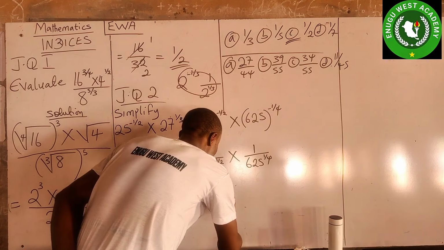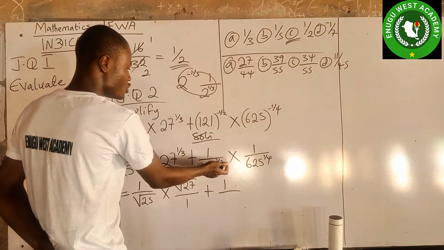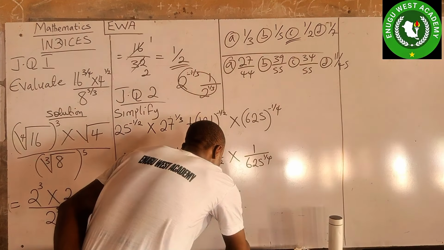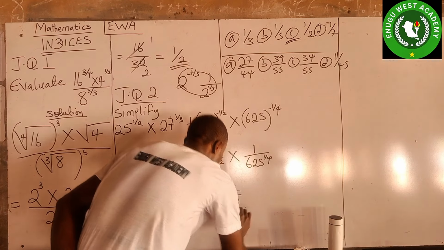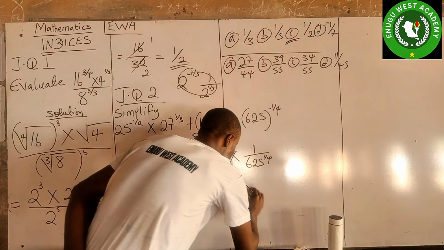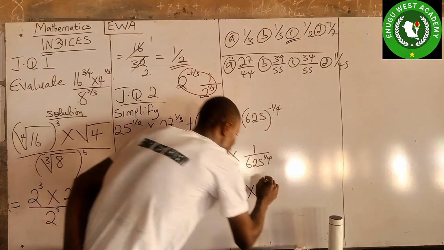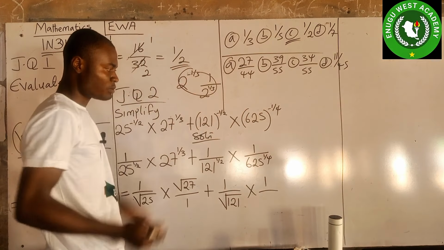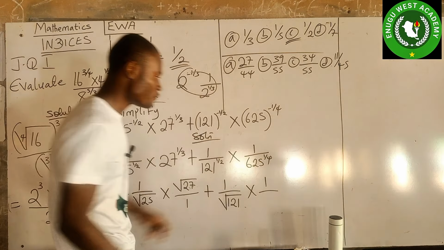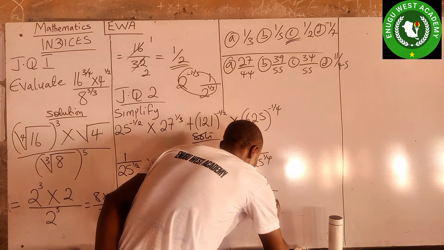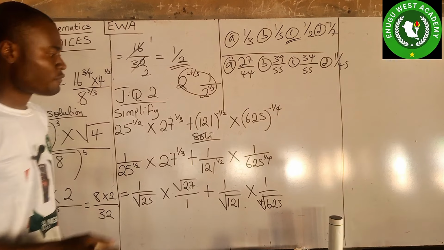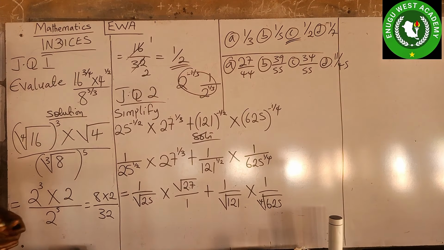Now, we're going to have 1 over... 121 raised to power 1 over 2 means what? Square root of 121. So we are going to have square root of 121 times 1 over... Now, hope you are seeing the 4. Now it will be fourth root of what? 625. Fourth root of 625.